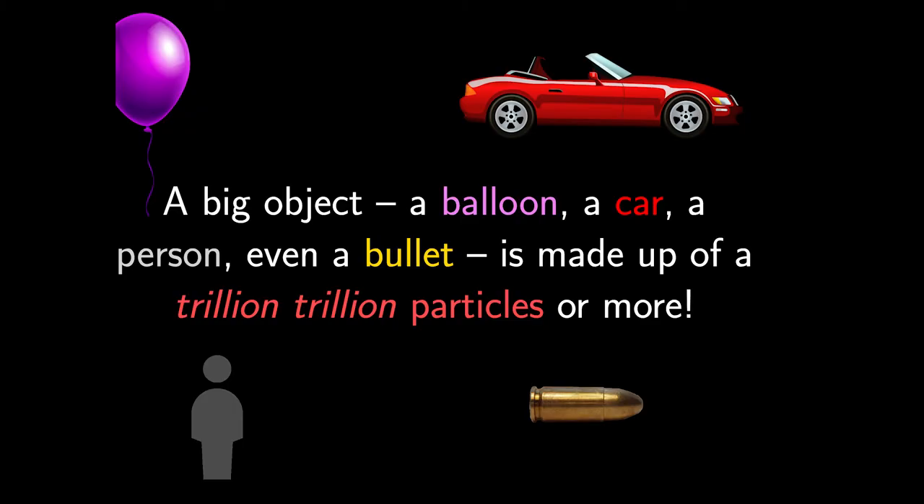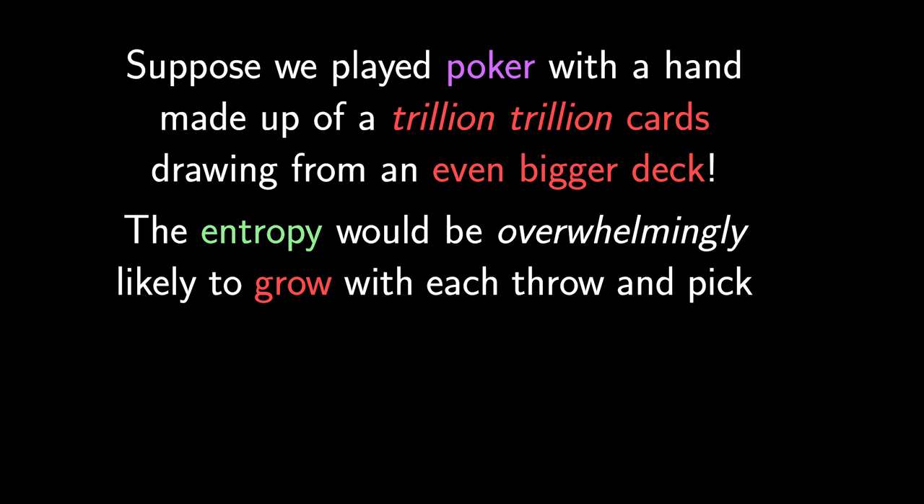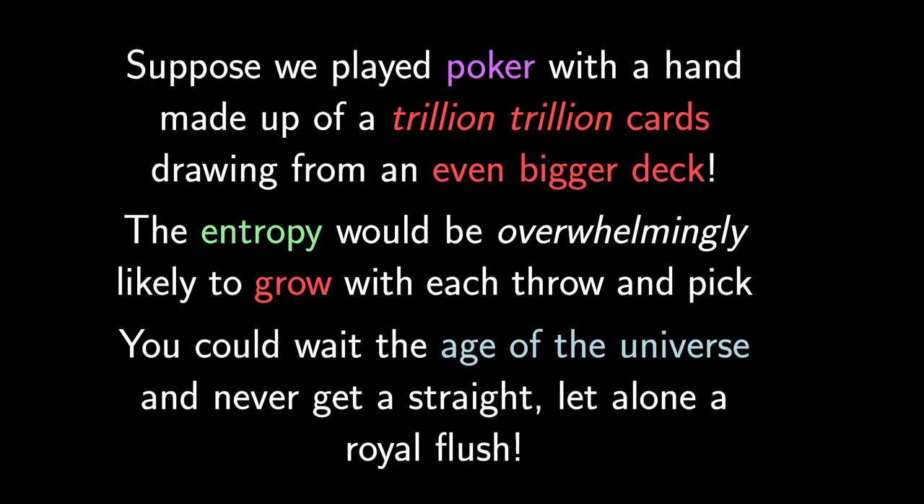A big object, a balloon, a car, a person, even a bullet, is made up of a trillion particles or more. Suppose we played poker with a hand made up of a trillion cards drawing from an even bigger deck. Not 5 cards drawing from a deck of 52, but a trillion cards from a deck even bigger than that. Well, the entropy would be overwhelmingly likely to grow with each throw and pick. And after a bunch of throws and picks, you would find yourself in a macrostate of really maximal entropy. You could wait the age of the universe. You'll never get a straight in that hand, let alone a royal flush, if you have a hand of a trillion trillion cards.